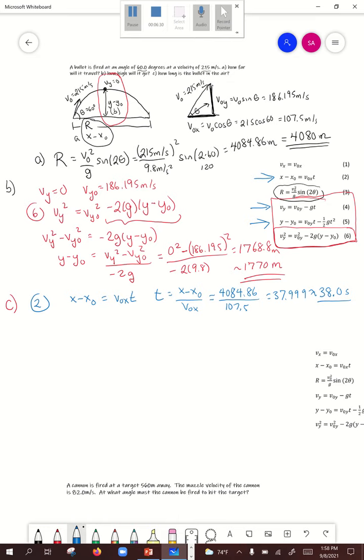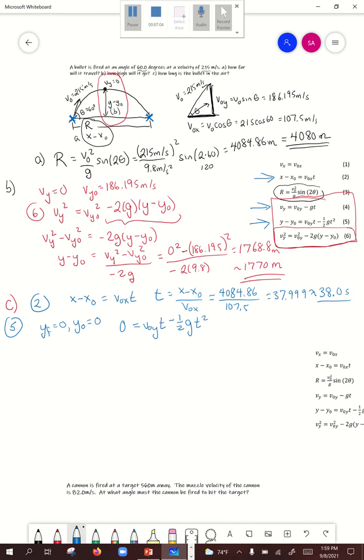Okay, what if I were to use equation 5? Looking at my picture at the top again, I want to find the time when it goes from one of those blue x's to the other blue x's. So for that, y final is 0 and y initial is 0. It starts on the ground, it ends on the ground. So for equation 5, plugging in my numbers, I get 0 is equal to v0y, which I know, times t, minus 1/2 g, which is 9.8 times t squared.